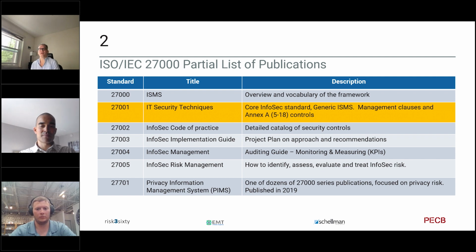There are several dozen, and Sawyer covered one of them, the risk management. 27000 is just the overall ISMS. That's the overview of the framework, the vocabulary. That's just the high-level hierarchy of the standard. And there are several dozen publications, the most famous of which are 27001 to 27005. 27000, I have to say, before I was certified on this, was confusing to me. So if you're confused, don't feel bad. I don't think it's unique.